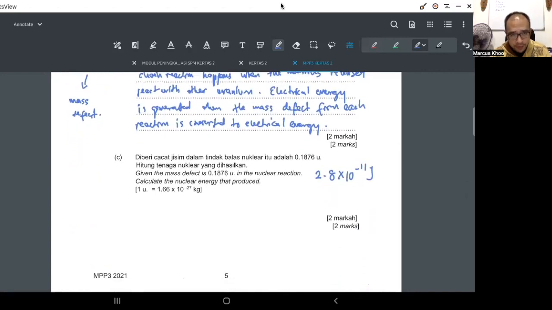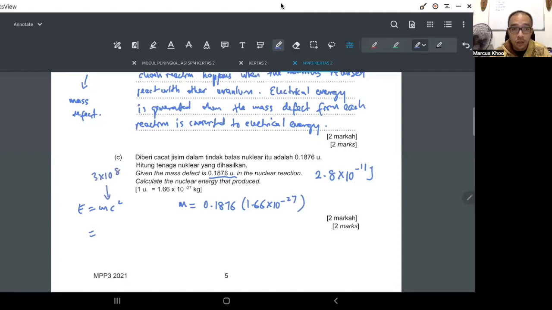Given that the mass defect is 0.1876 u, or amu, in a nuclear reaction, calculate the nuclear energy. We use E equals mc squared, but we first have to change the mass into kilograms. So the mass will be 0.1876 times 1.66 times 10 to the power of negative 27. After that, you substitute in here. The value of c is 3 times 10 to the power of 8.